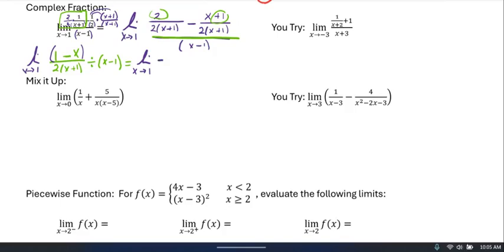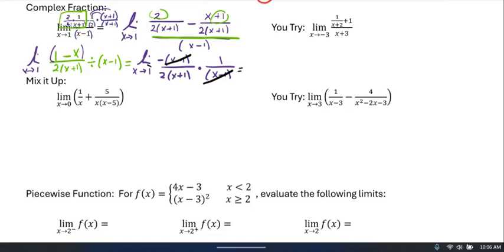So I'm going to factor out a negative, and then I'll get negative x minus 1 over 2 times x plus 1. And if I divide by x minus 1, that's the same as multiplying by the reciprocal. And now I'll get the cancellation, or should I say simplification, that I really wanted, and I'll be left with just a negative 1 over 2 times x plus 1.